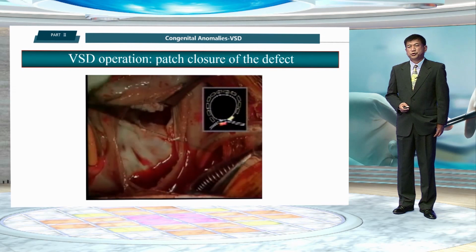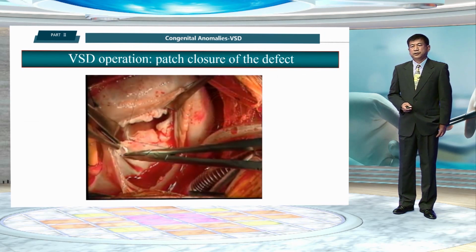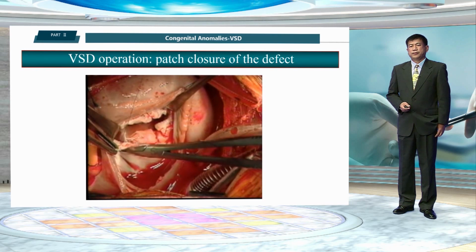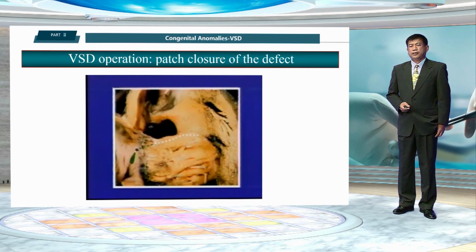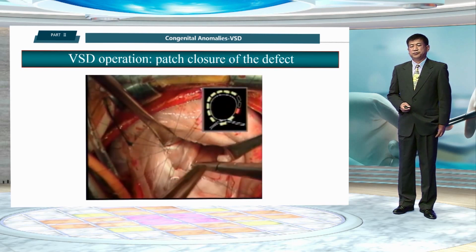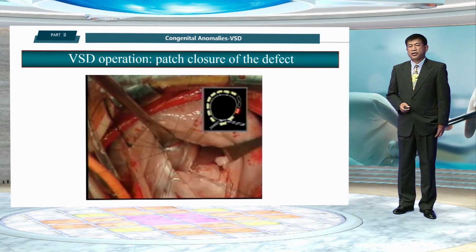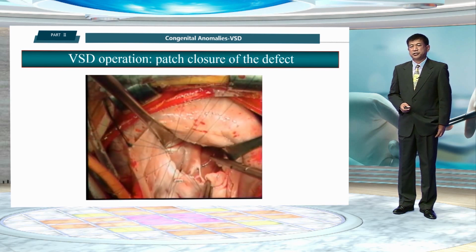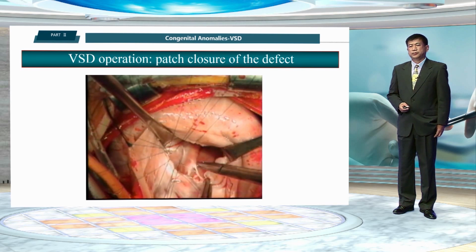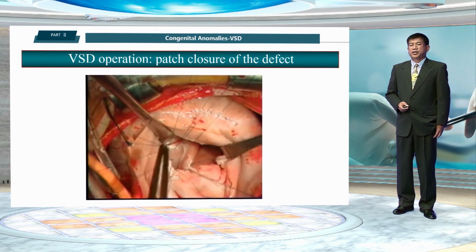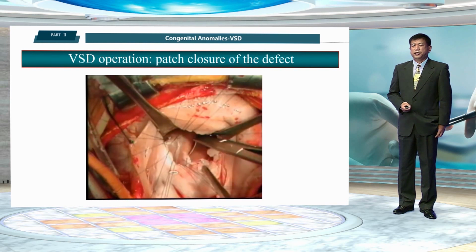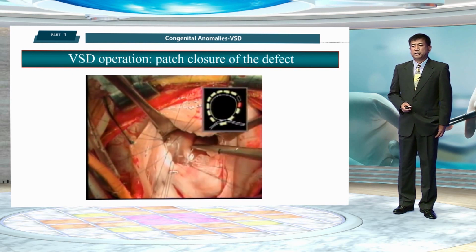Stitch by stitch around the rim of the VSD. And it shows the conduction system. Great care is taken here because it's near the conduction system. RBB shows the conduction system. After placing of these sutures, a patch will be anchored to the VSD.